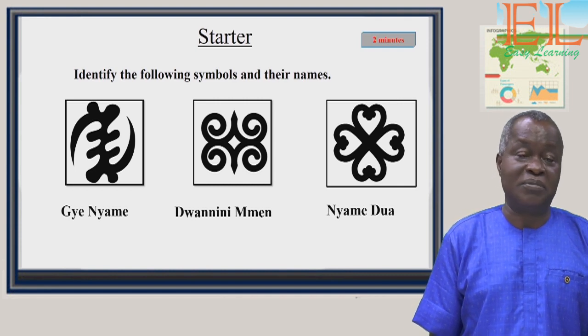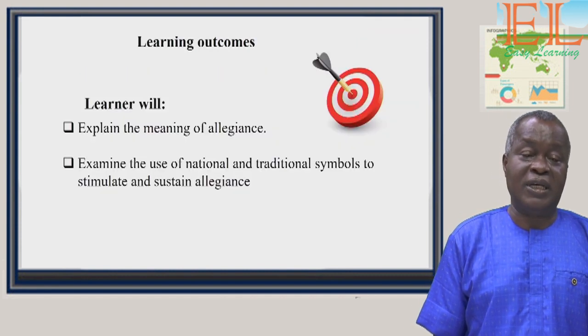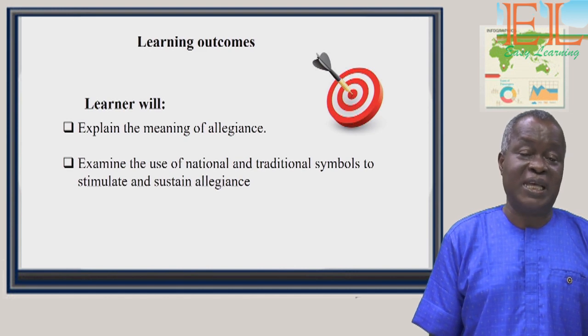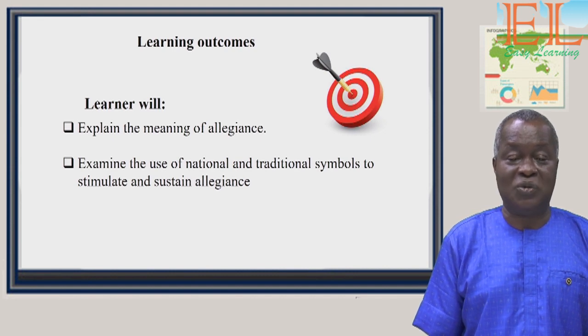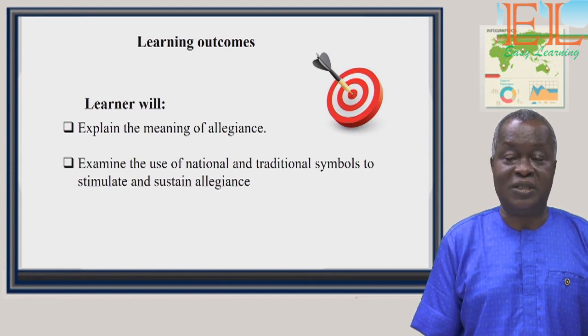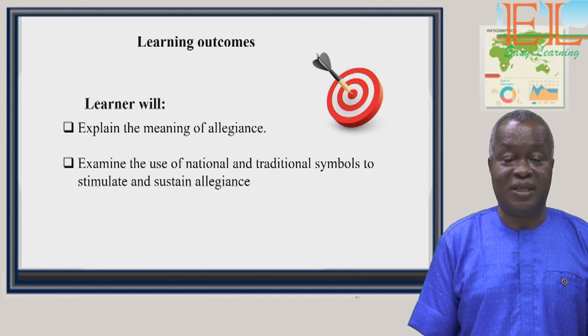Our learning outcomes. Learner will explain the meaning of allegiance. The second one, learner will examine the use of national and traditional symbols to stimulate and sustain allegiance.